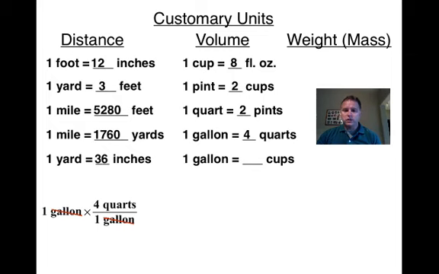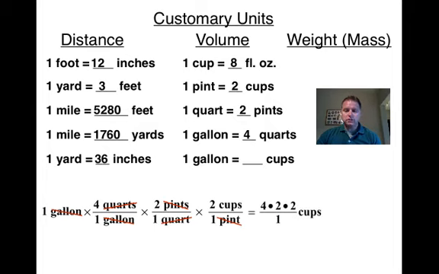We want cups. So what's the unit below quarts? That would be pints. And we know that there's 2 pints to 1 quart. So the quarts will cancel out again, but we're still not there yet. We want to get to cups. Well, what's below pints? Well, cups this time. So for every 2 cups, it's 1 pint, and the pints will cancel out. Multiply straight across, so we have 4 times 2 times 2 over 1, which means that 1 gallon is equal to 16 cups.